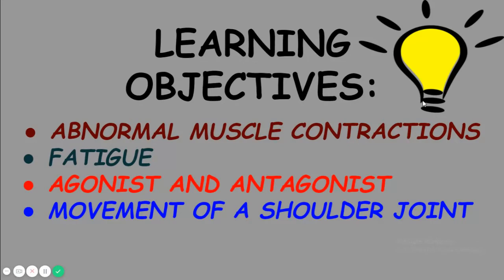This lecture is from the chapter Support and Movement, and the learning objectives of today's class are abnormal muscle contractions, fatigue, agonist and antagonist, and the movement of a shoulder joint. So these four topics will be covered in today's class, and you will have a good command of these topics after the completion of this lecture. So let's start with the abnormal muscle contractions.